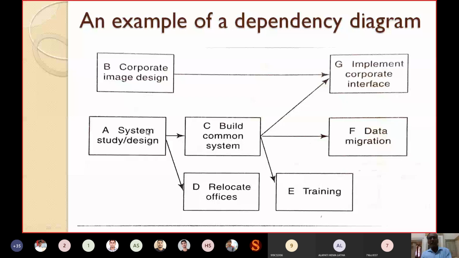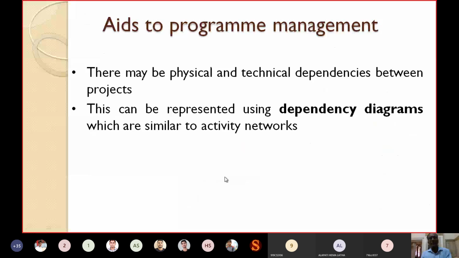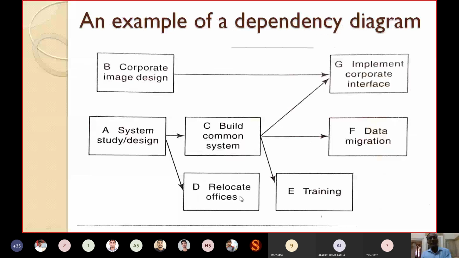Similarly, relocate offices. This is dependent on the system study or design. First you design the system, then only you plan to relocate the offices. Without proper studying or proper designing, you cannot relocate the offices. Similarly, the other three projects are there, like implement corporate interface, data migration, training, etc. These all can be started only when you are building a common system. If you have not built a common system, then you cannot go for implementing the corporate office or data migration or training.